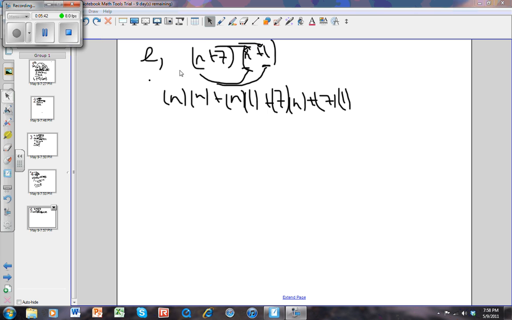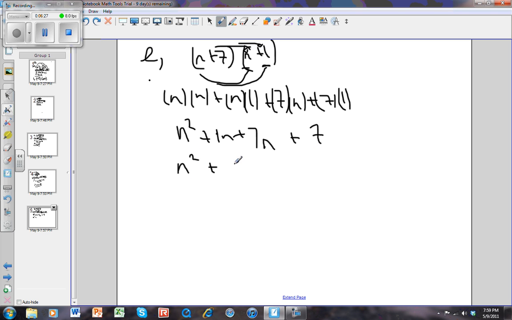Okay, we're halfway there. So in E, it's n plus 7 and n plus 1. So what I did was I foiled this again. So it's n times n plus n times 1 plus 7 times n plus 7 times 1. So then we simplify this. 7 times 1 is 7. So n squared plus 1n plus 7n plus 7. So then this becomes n squared plus 8n plus 7. That's easy. Easy, easy, easy.